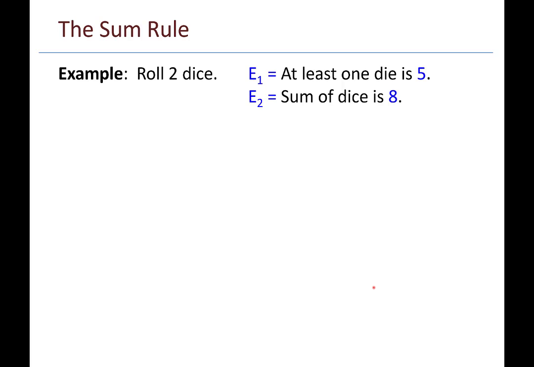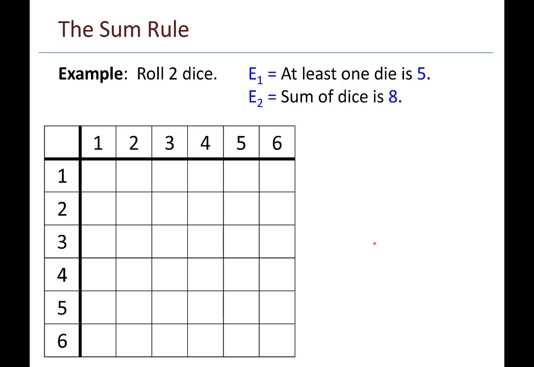Let's do an example with the general sum rule. So we roll 2 dice. Event 1, at least one die is 5. Event 2, the sum of the dice is 8. What do these events look like now? So event 1 is the same as before. I marked those off with check marks. Event 2 is a little bit different. Here, the X's show those outcomes where the sum of the dice is 8.